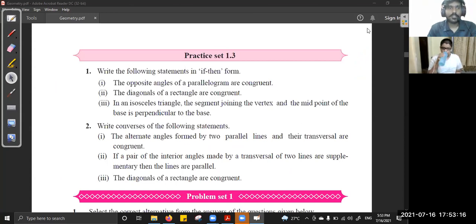Let's go for the exercise. Okay, so in this, we'll do this orally. We have to just write this in the form of if-then. The first one is: the opposite angles of a parallelogram are congruent. How will you write this in the form of if-then? If the parallelograms are congruent... It says opposite angles of a parallelogram are congruent.